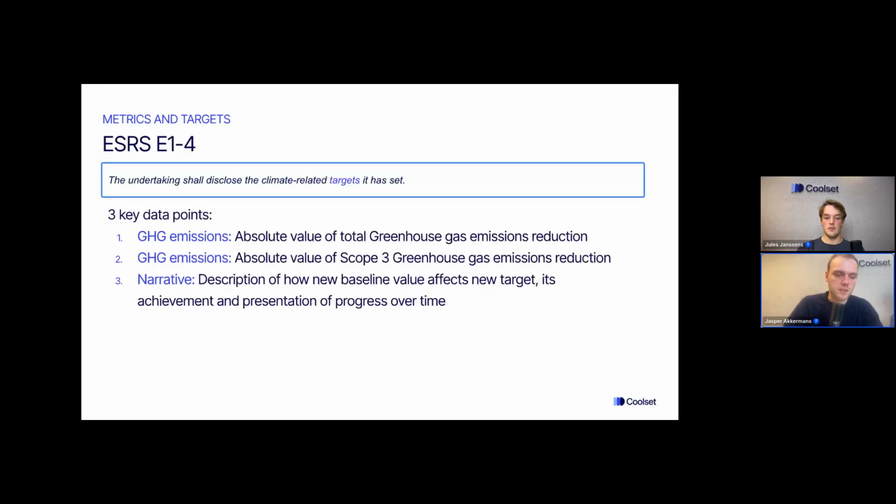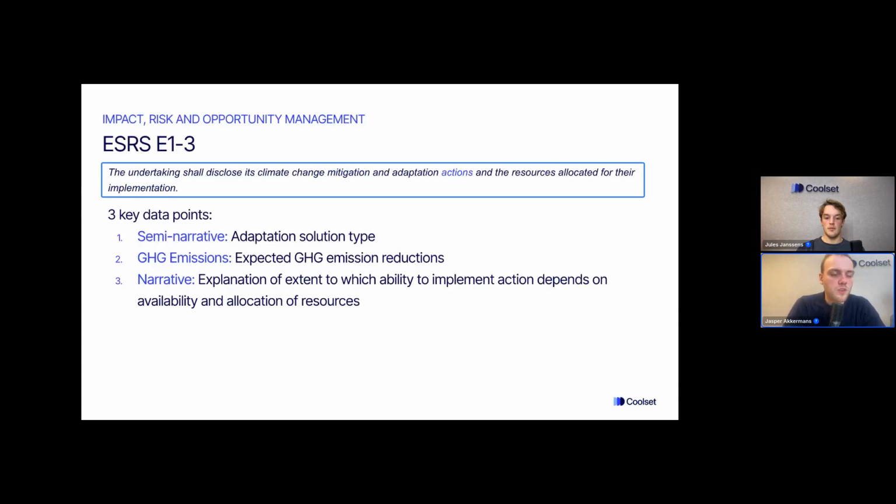Oh, that's a bit too fast. So we're still in IRO management, and this is ESRS E1-3. So here the undertaking shall disclose its climate change mitigation and adaptation actions and the resources allocated for their implementation. So the keyword here is action. So what actions are you taking as a company? 3 key data points that I want to highlight. The first one being a semi-narrative. So here you're going to look at the adaptation solution type. So you just draw up a list of the solution types that you've implemented.